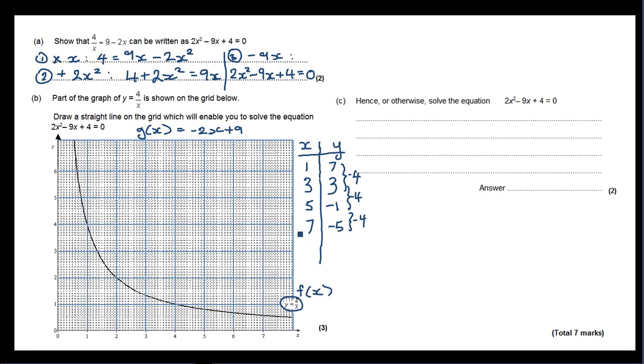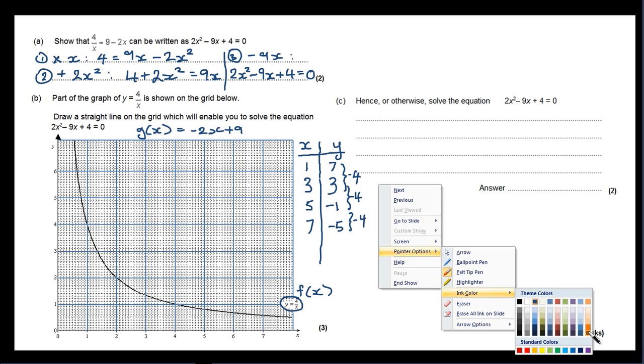Let's just do a check. We're going to plug 7 rather into here. Minus 2 times 7 gives us minus 14, plus 9 does indeed give us minus 5. So now we've got x, y coordinates, and these are useful for plotting our line.